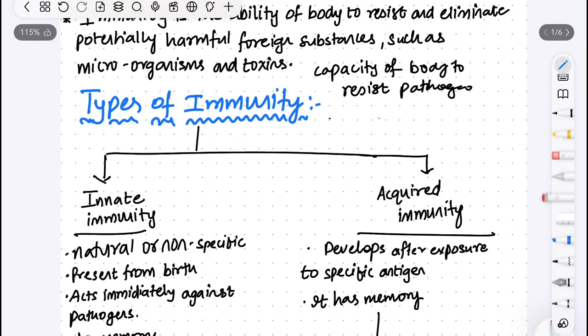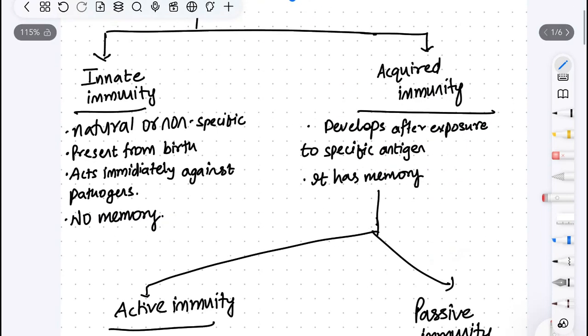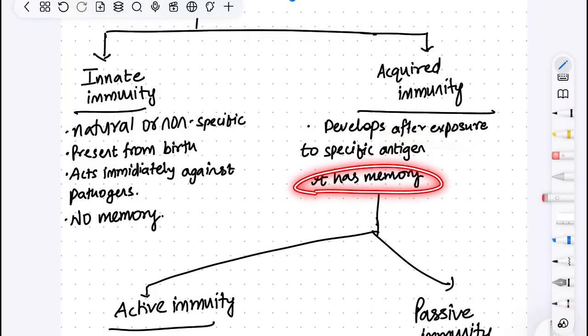Now we look at the types of immunity. We all know that there are two types of immunity. One is innate immunity and the other is acquired. Innate immunity is natural or non-specific. It is present from birth and it acts immediately against the pathogen and it has no memory. Whereas acquired immunity develops after exposure to a specific antigen and it has memory.